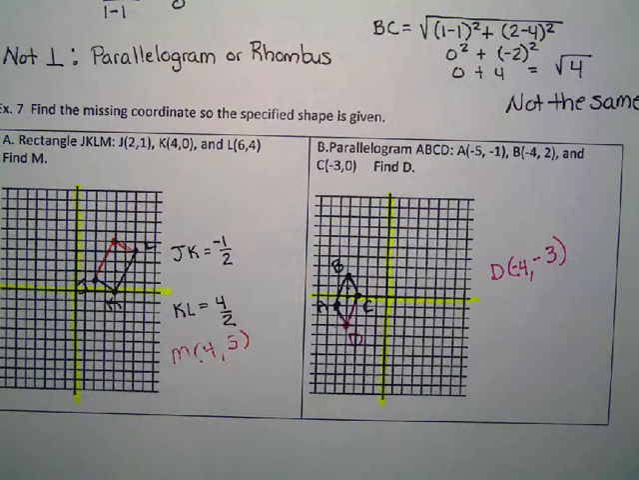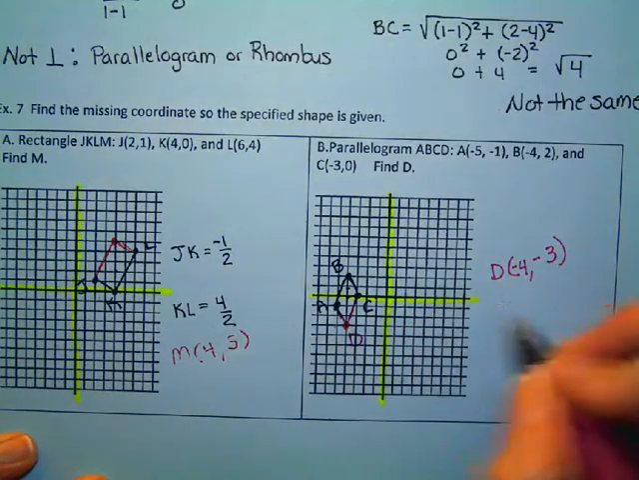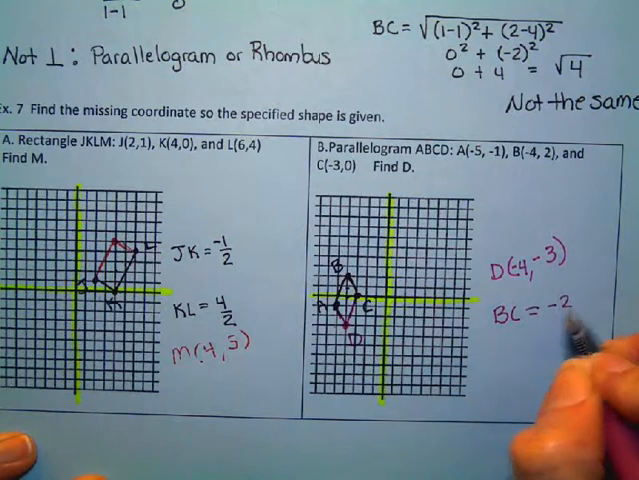And I think it says justify, so I might just say like BC had a slope of down 2 over 1, so I found AD by going down 2 over 1.